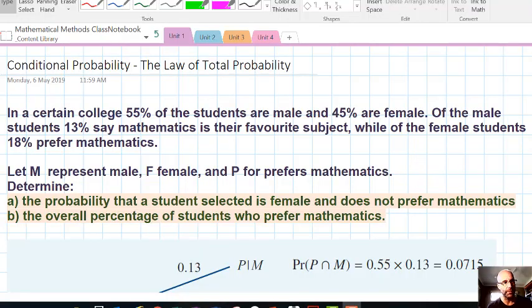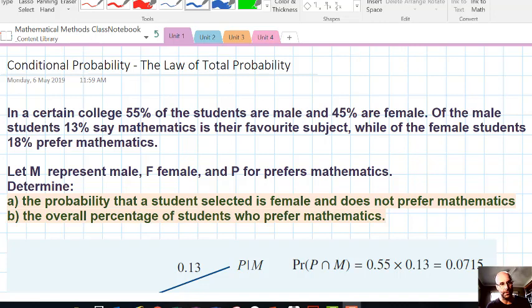We're continuing our development of conditional probability, and we're looking at what's called the law of total probability. So we'll go through this looking at an example, and then we'll formalize that at the end.